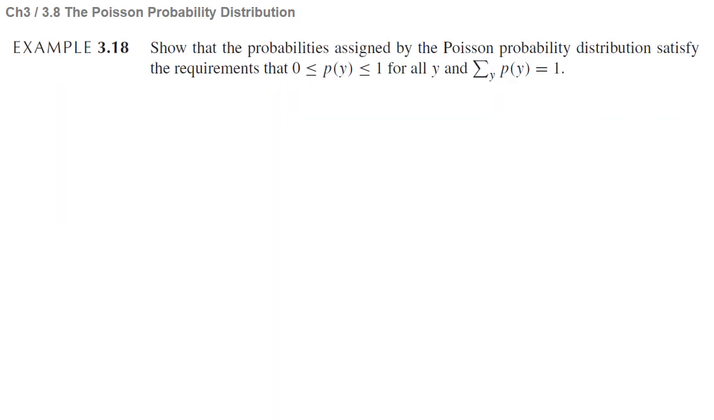Okay, let's go on to example 3.18. Show that the probabilities assigned by the Poisson probability distribution satisfy the requirement that P(y) is greater than or equal to 0 and less than or equal to 1 for all y, and the sum over y of P(y) equals 1. And before we go on this problem, I think we should mention this first.